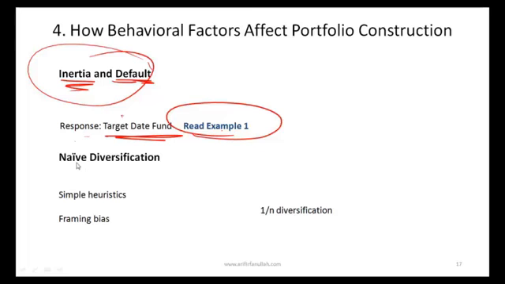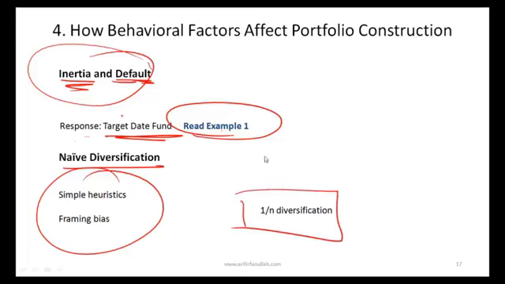Another behavioral factor which impacts portfolio construction is naive diversification. And here people use simple heuristics and framing bias to do something which they think is diversification. And the classic example given that you need to be aware of is this 1/n diversification. And I've seen examples of this.